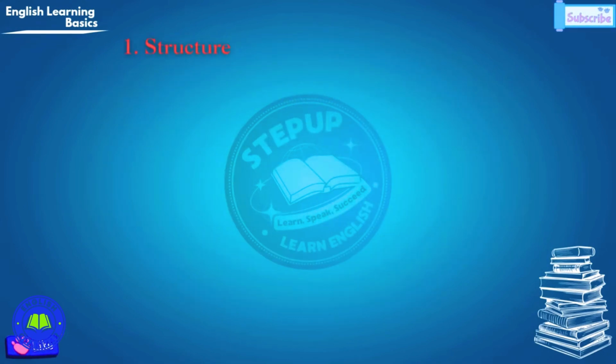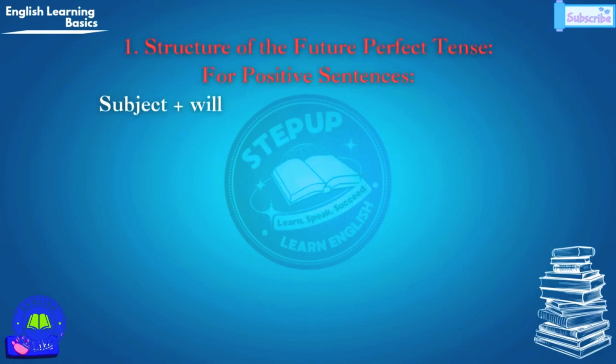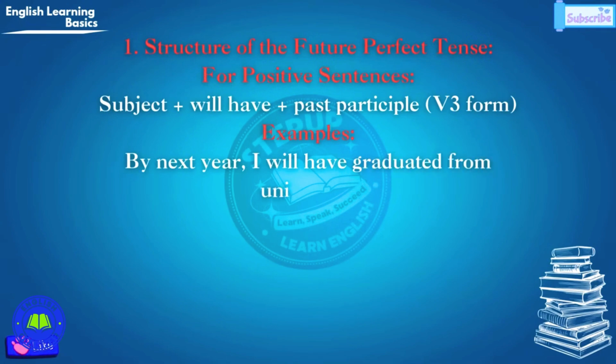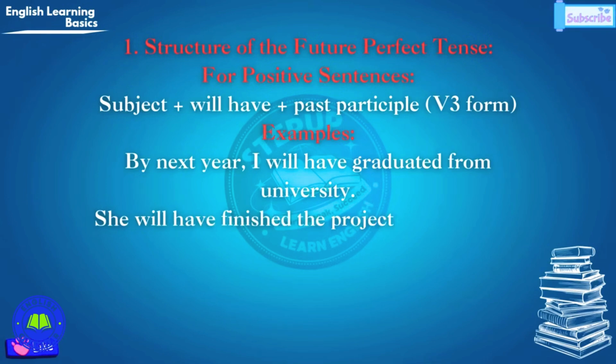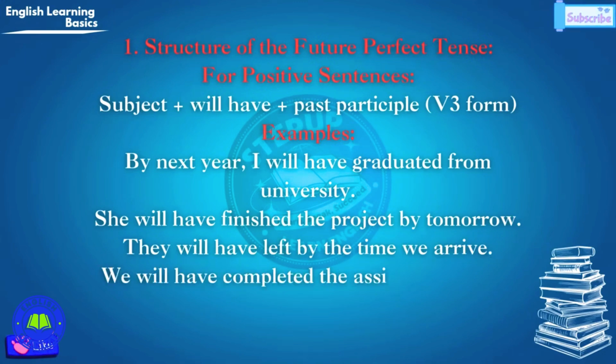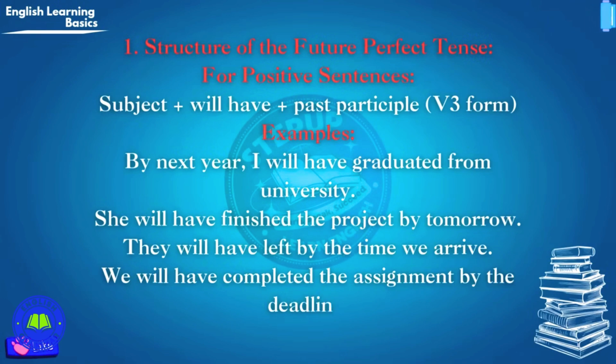1. Structure of the future perfect tense. For positive sentences: subject plus will have plus past participle, V3 form. Examples: By next year, I will have graduated from university. She will have finished the project by tomorrow. They will have left by the time we arrive. We will have completed the assignment by the deadline.